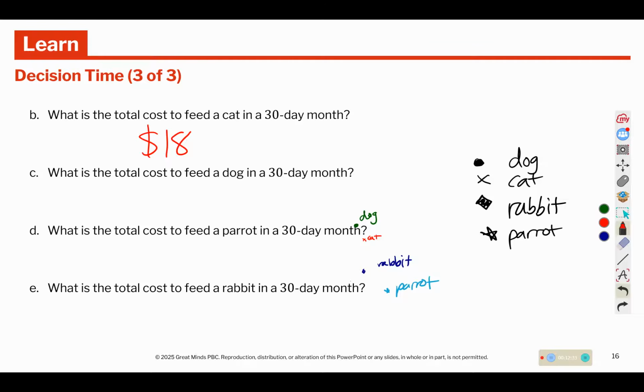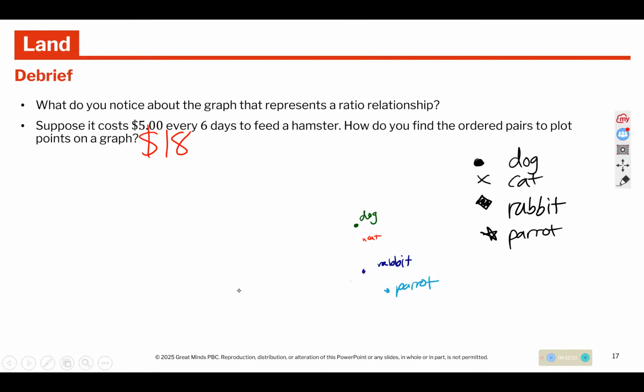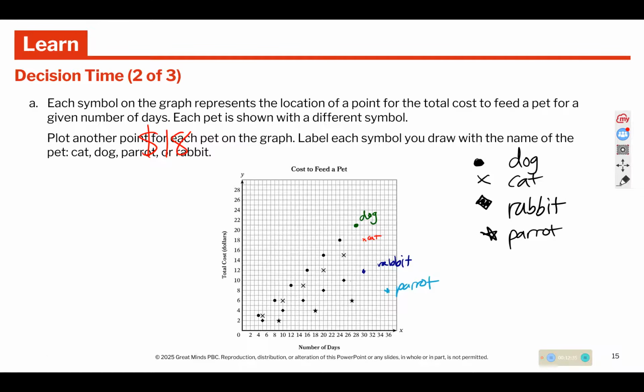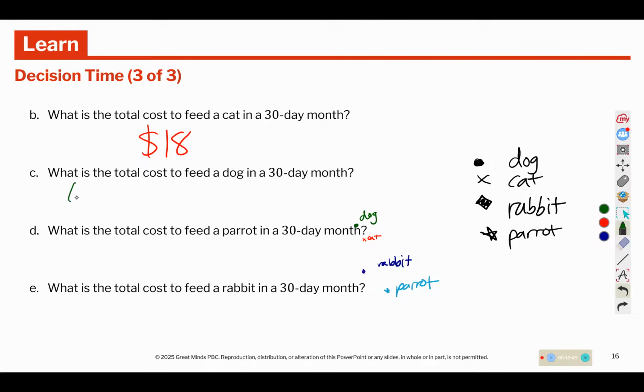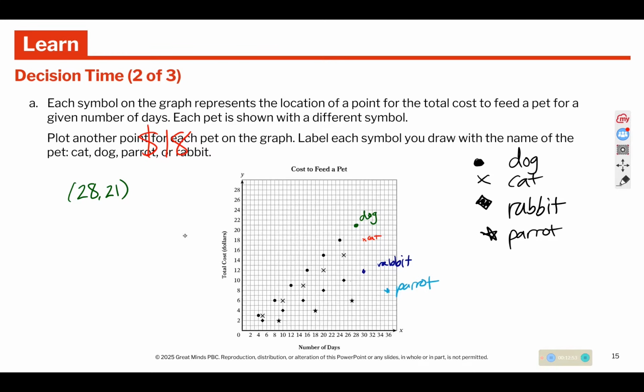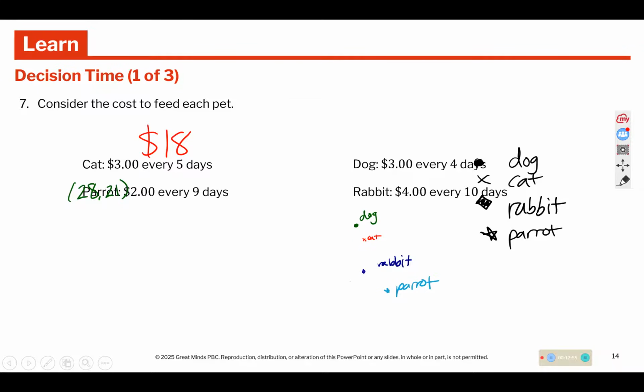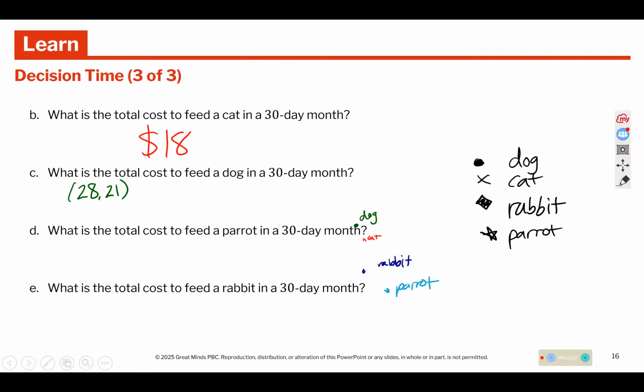What is the total cost to feed a dog in a 30-day month? The dog is the dot. Right now we're lined up with 28. We have 28 and 21 as a point. The dog is $3 every 4 days. So the next point would be 4 days later and $3 more.